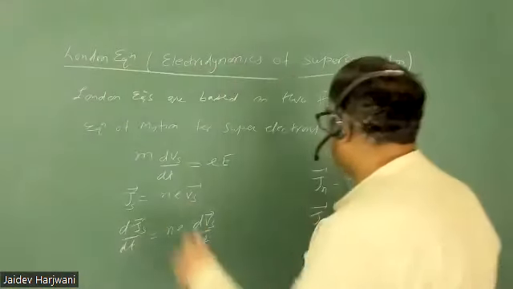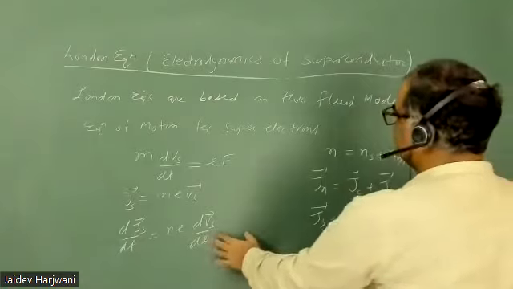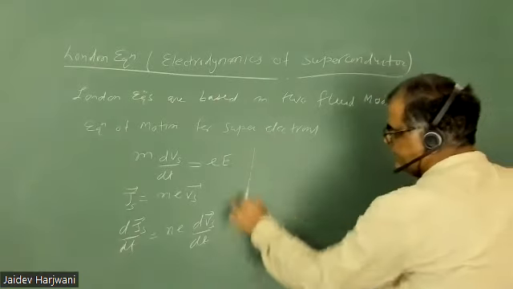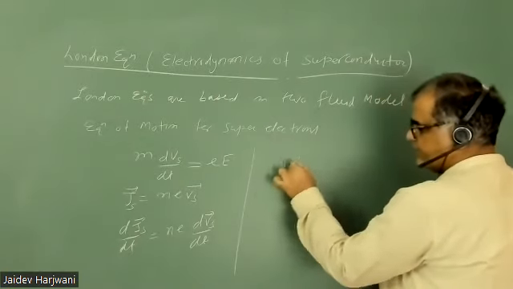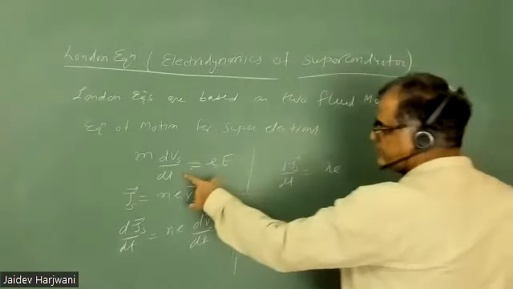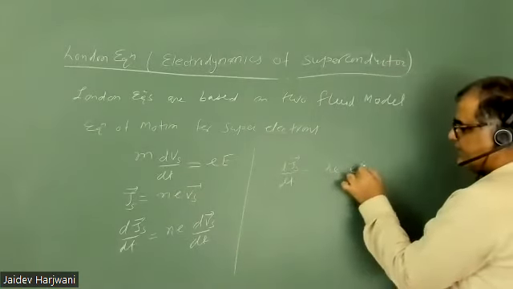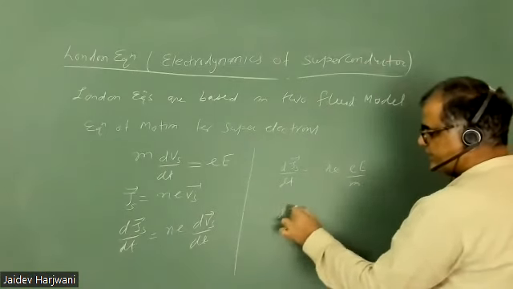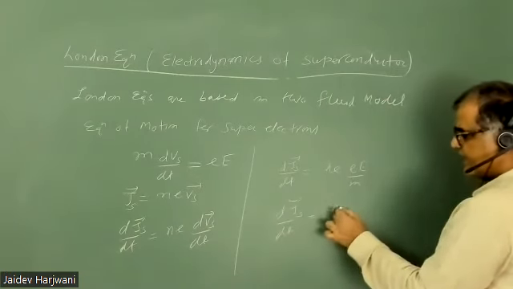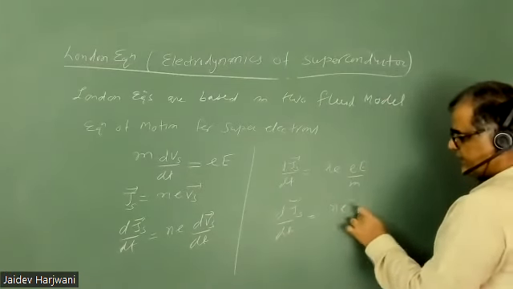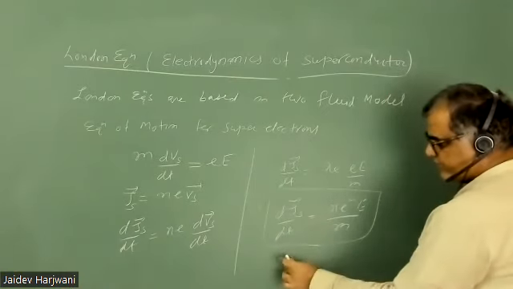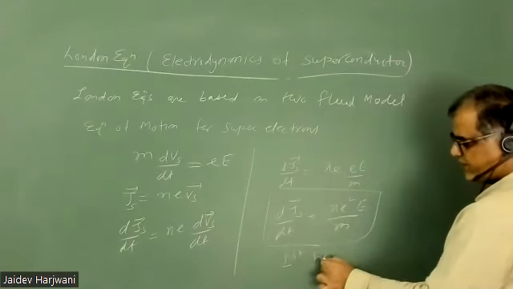So suppose this is my equation of motion. Now if I write dJs upon dt, that gives me ne, and this gives me eE upon m. So dJs upon dt equals ns e square E upon m. So this is the first London equation. This is called the first London equation.